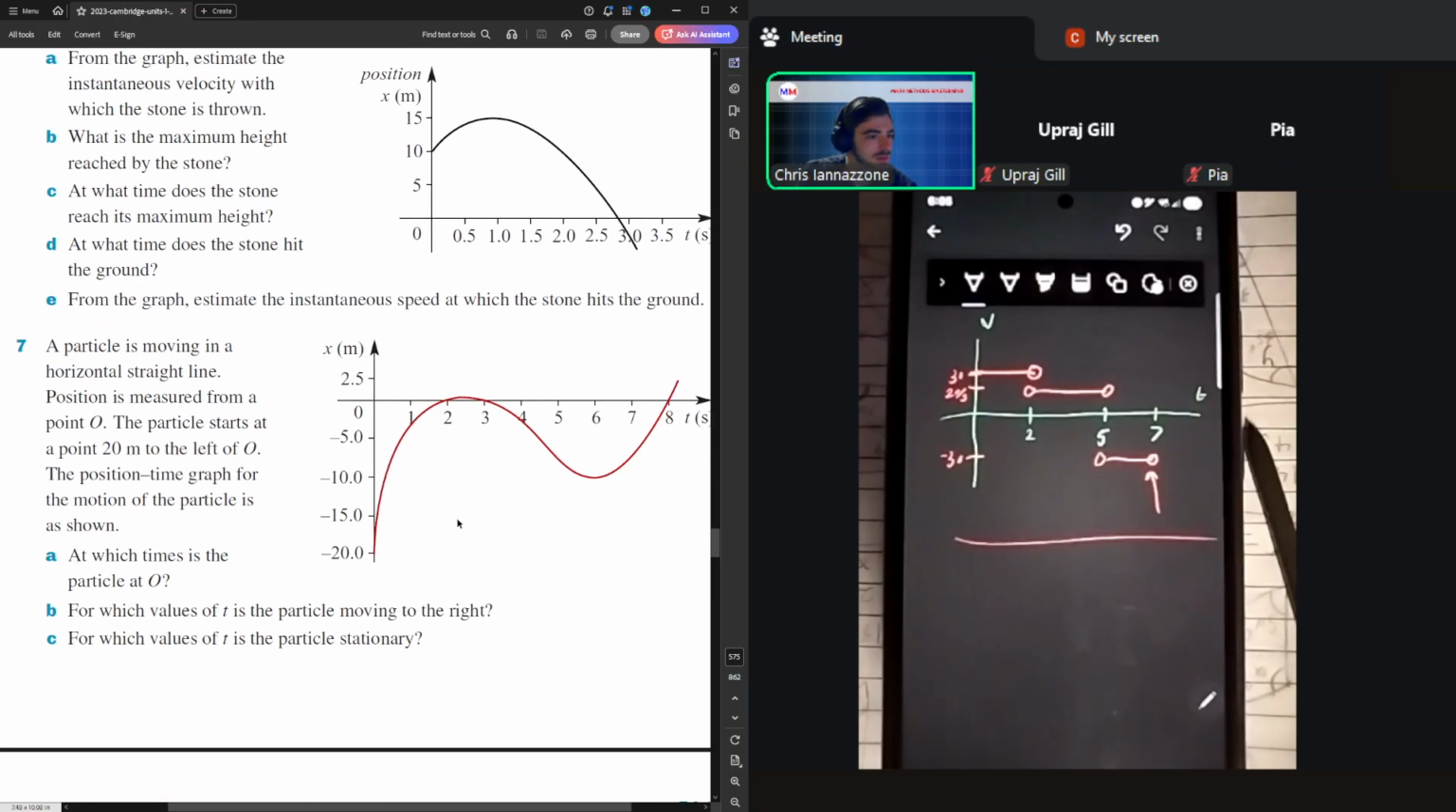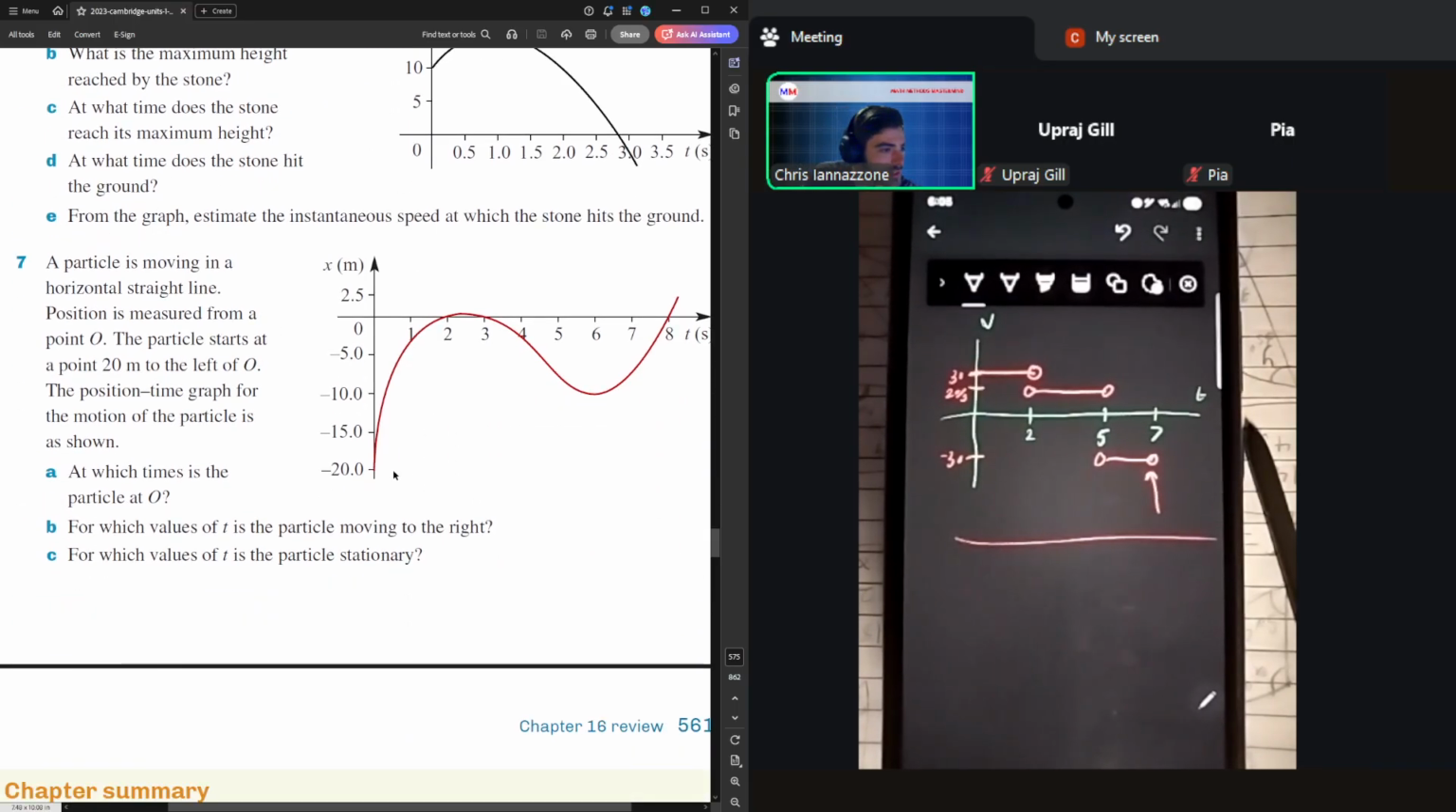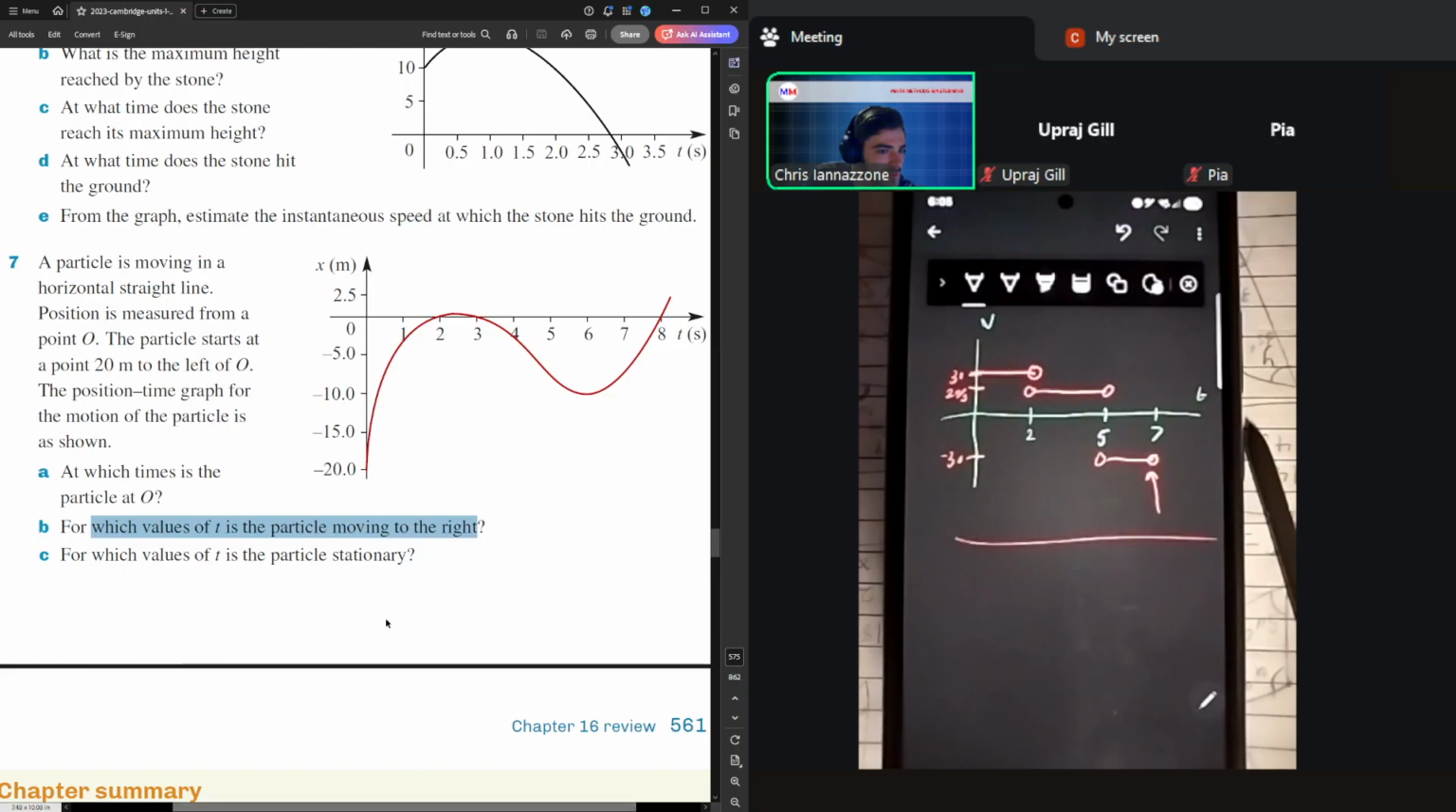Sweet. Okay, let's see if question 7 has anything unique in it. Again, it's a position graph. We've talked about origin stuff. For which values of t is the particle moving right? We've kind of talked about this, although the way this graph looks might make it a bit tougher to interpret. Let's try it. For which values of t is the particle moving to the right?